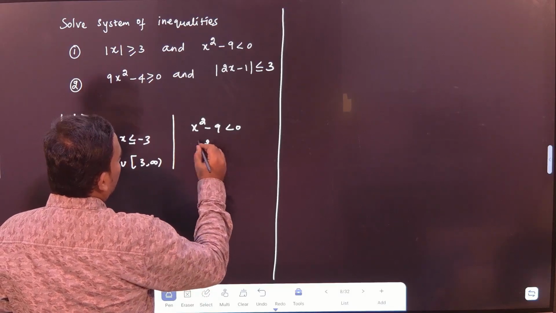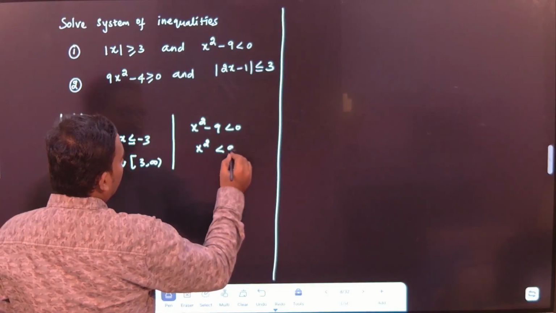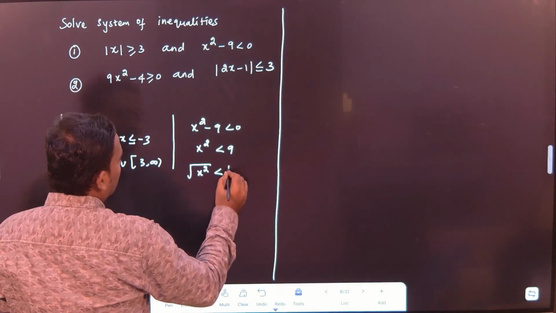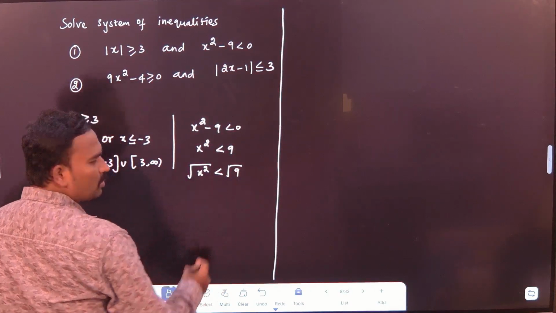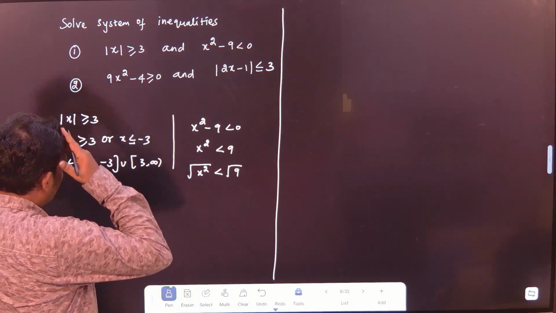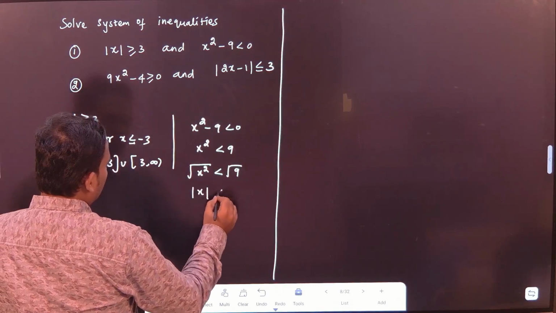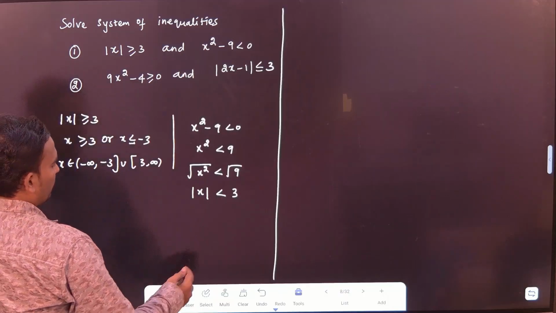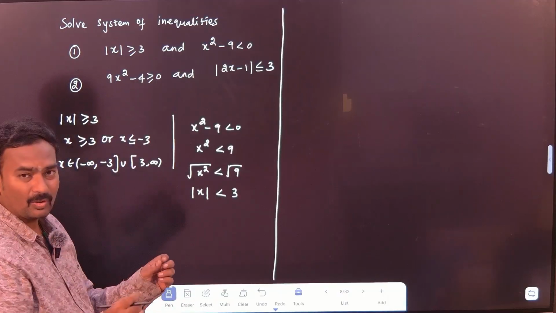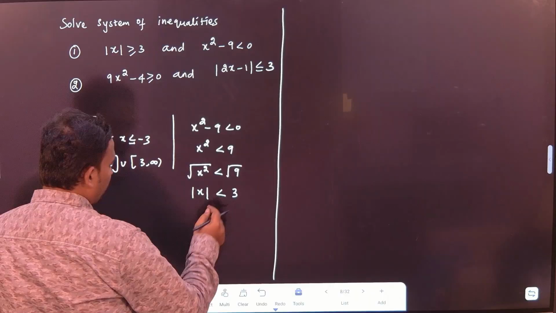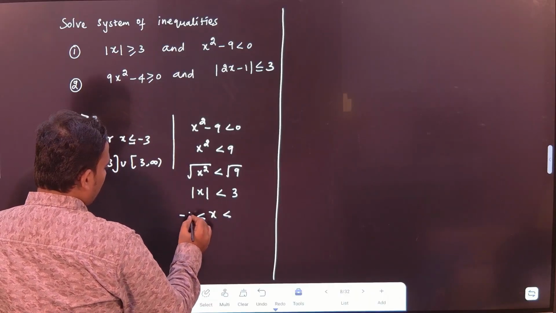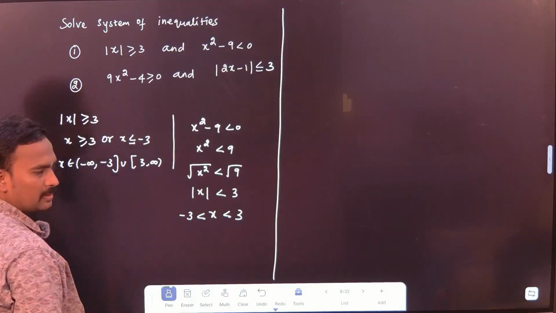Send 9 to the right side: x² < 9. Take the square root of that: the square root of x² is less than the square root of 9. The square root of x² is |x|, so |x| < 3, because the square root of something cannot be negative, so you take the positive only. Therefore, x will be between −3 and 3.